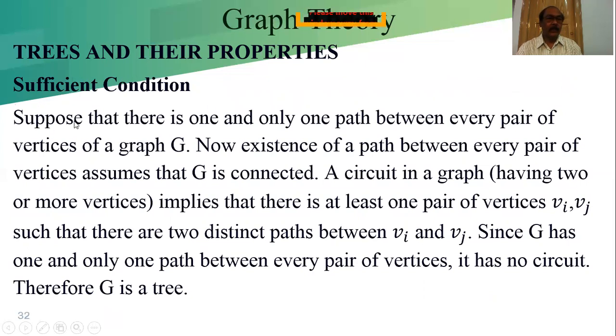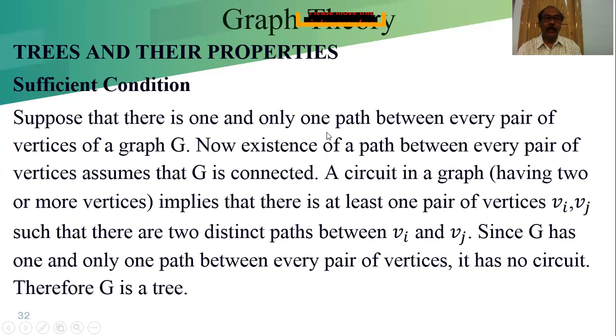Sufficient condition. Suppose that there is one and only one path between every pair of vertices. Considering this one and only path, we have to show that the graph is a tree. That means we have to prove there is no circuit and it is connected. Since there is only one path, we can say easily it is a connected graph.